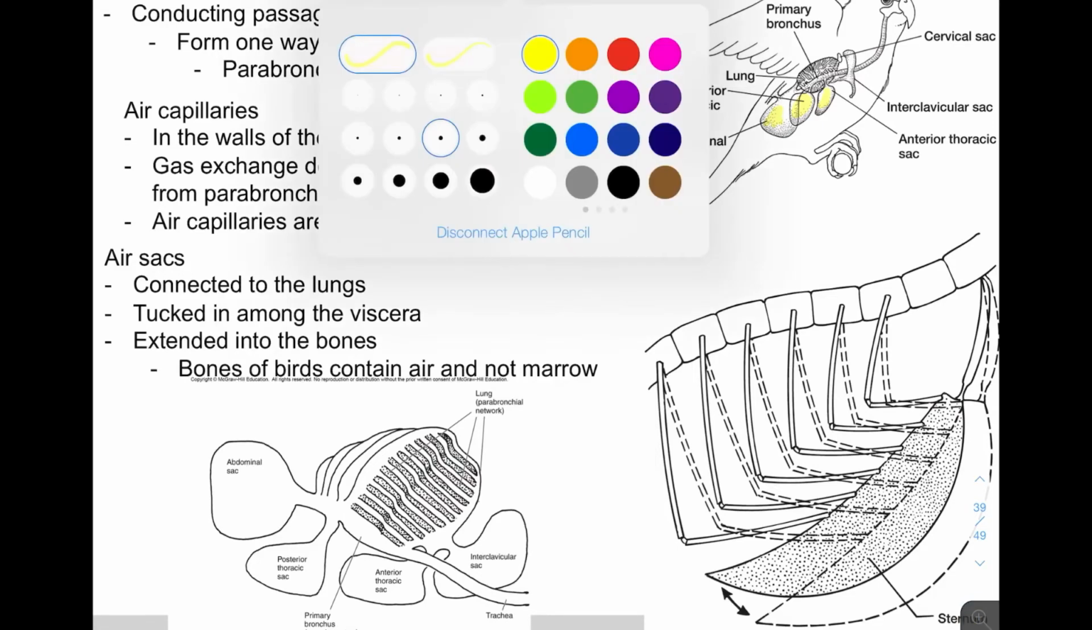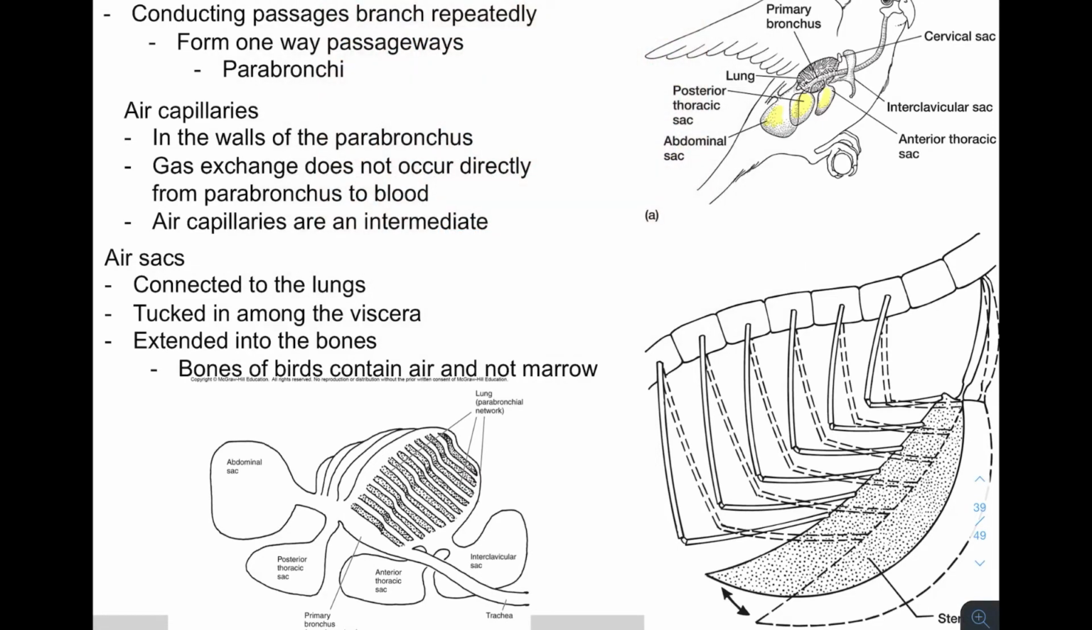And so basically what's going to happen is that the air is going to go through the trachea, is going to go to the posterior sacs, will then flow over the lung, flow to the anterior sacs, and then eventually get pushed out of the trachea again.